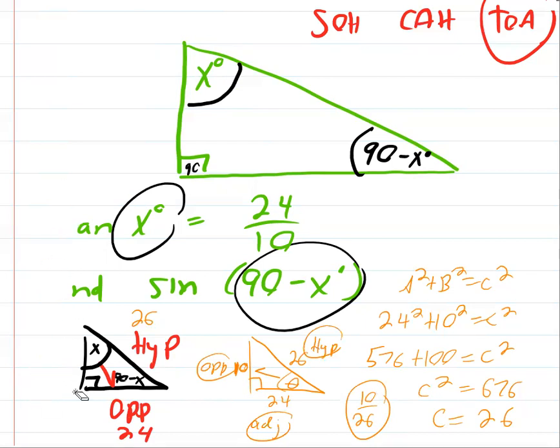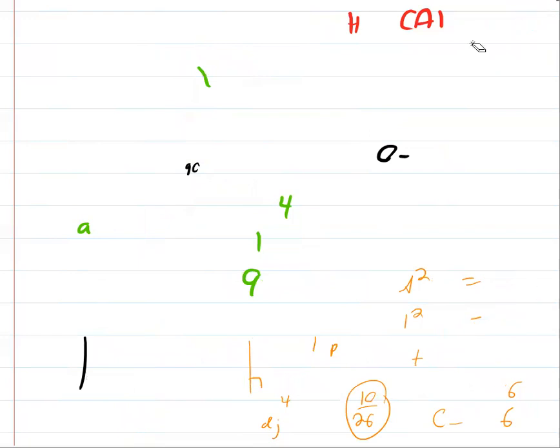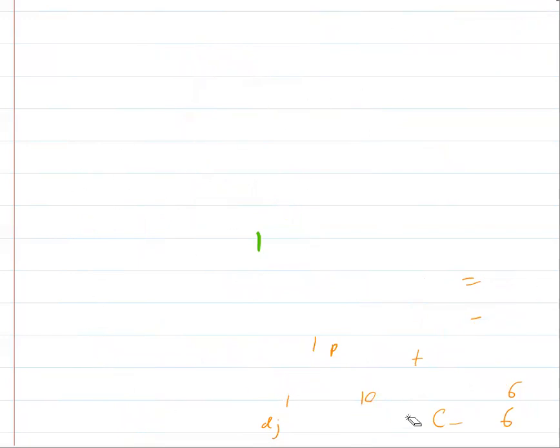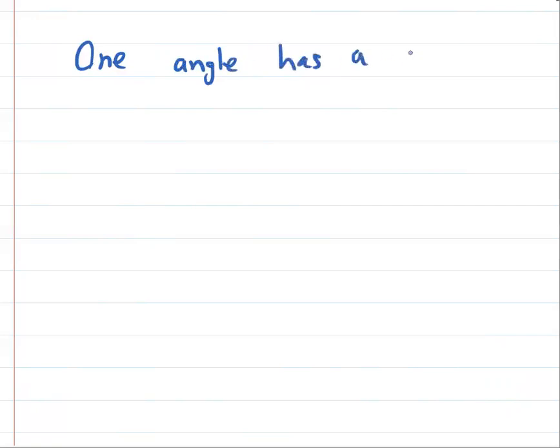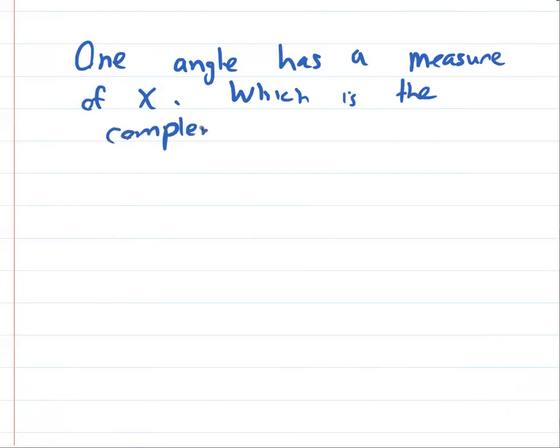And before we wrap this up, we'll just do one last example, maybe even a little bit of an easier one. An SAT question might say that one angle has a measure of x. Which of the following represents the complementary angle to x? And you have some choices.